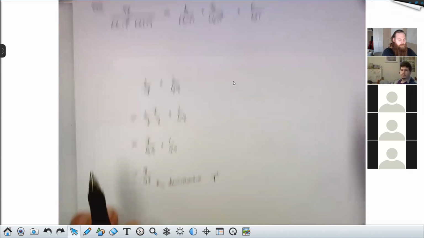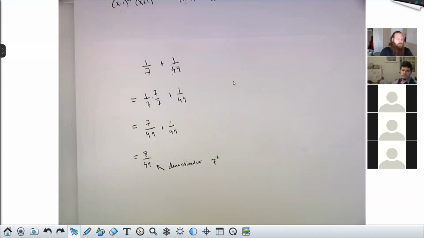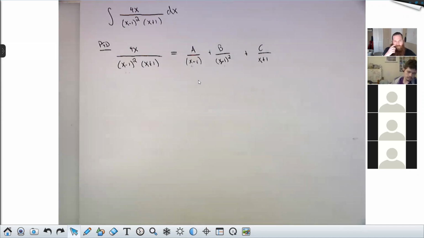Okay. Makes sense? Same sort of thing here, right? Same sort of thing that happens with the arithmetic here. If I ask, what could I have added up to get 8/49? It could have been 7/49 plus 1/49, but 7/49 is 1/7. So I could have had a denominator with a factor of 7, or I could have had a denominator with a factor of 7 squared. Same sort of thing here. Could have had a factor of x minus 1, could have had a factor of x minus 1 squared. Both are possible.